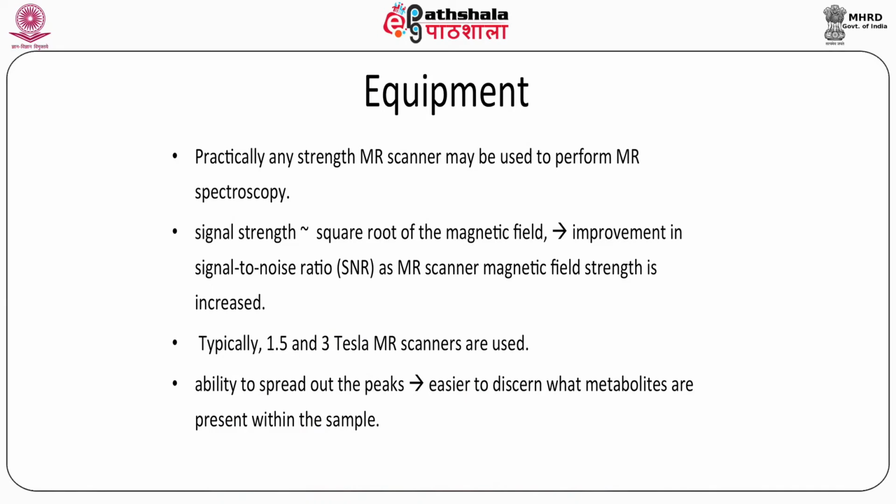How to obtain a good spectrum? Equipment required. Practically any strength of MR scanner may be used to perform MR spectroscopy. Signal strength is directly proportional to the square root of the magnetic field. So there is a significant improvement in signal to noise ratio, the SNR, as the magnetic field strength is increased. Typically, 1.5 and 3 Tesla MRI scanners are used for optimum results. The higher the magnetic field, the better the peaks are spread across the spectrum and the metabolites can be easily picked up.